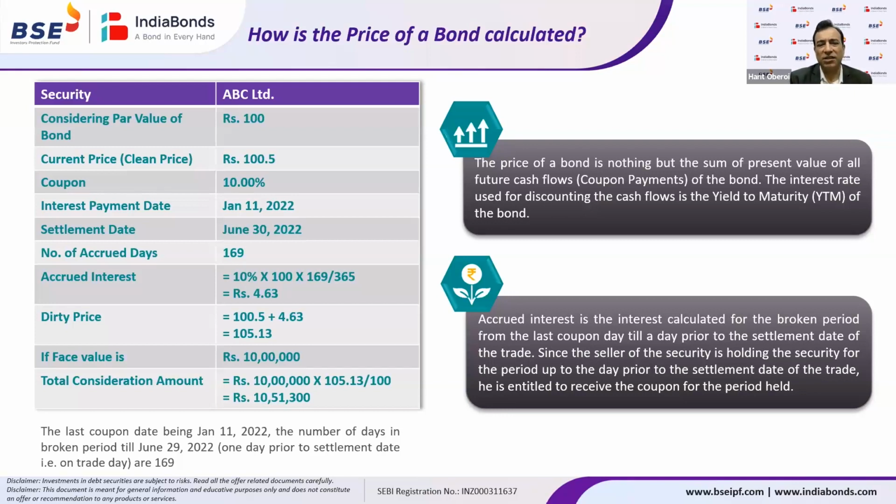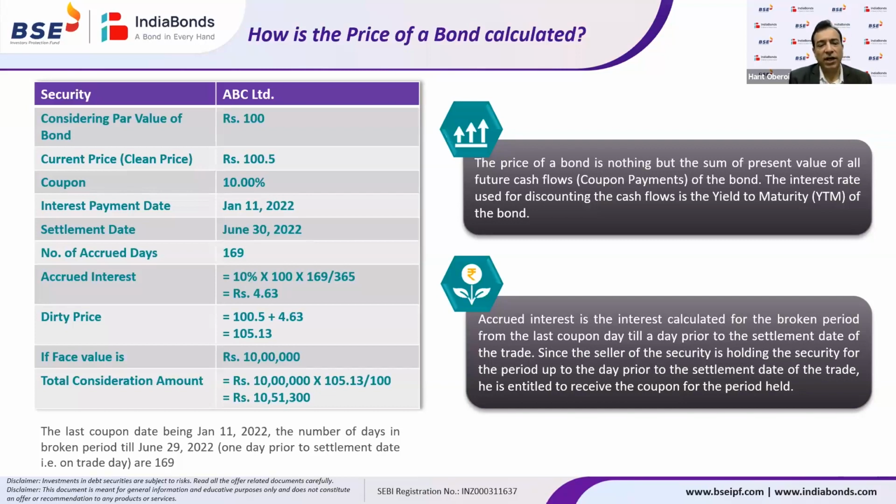Now, from the structural side, we're saying the interest payment date is every 11th January, starting 2022. It will keep making the payment, but I am buying a bond which is an annual interest payment product in the middle of the year, say 30th June 2022. I am buying. How will I calculate my effective investment? So I have to take into consideration that the issuer is paying interest on an annual basis. Every year, at the end of the year, whosoever is holding the bond in his demat account on the interest payment date will receive the interest.